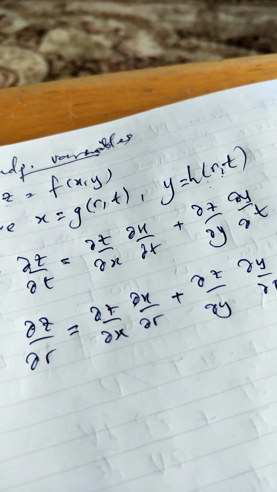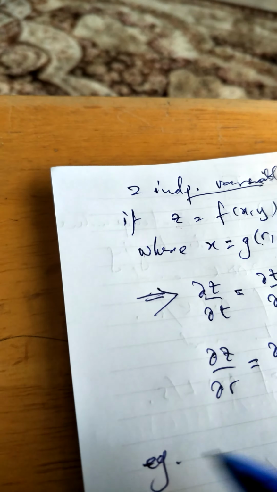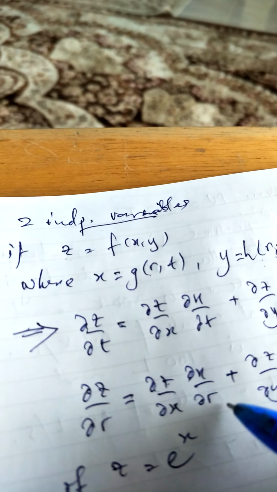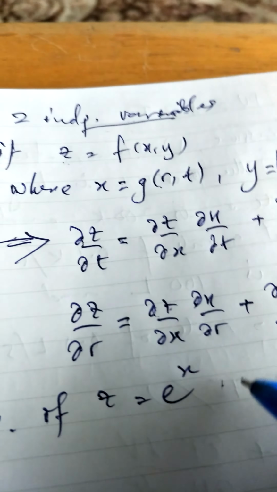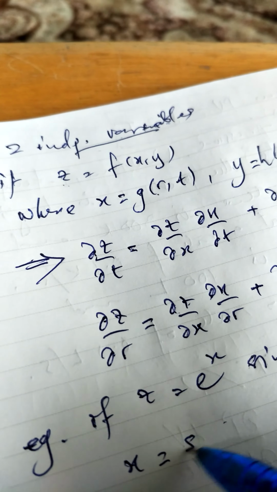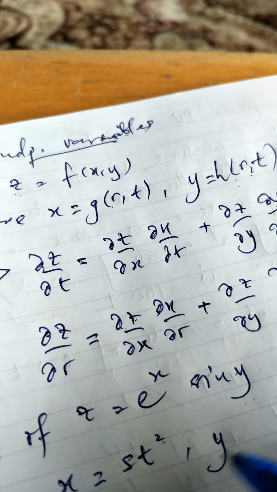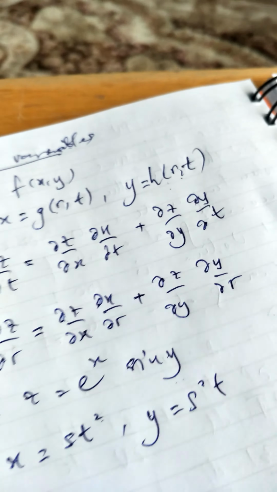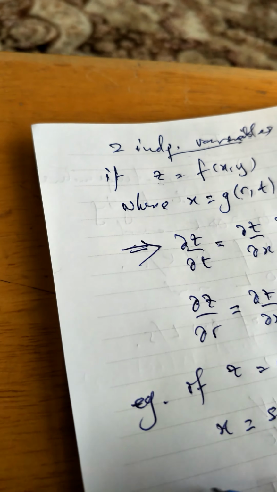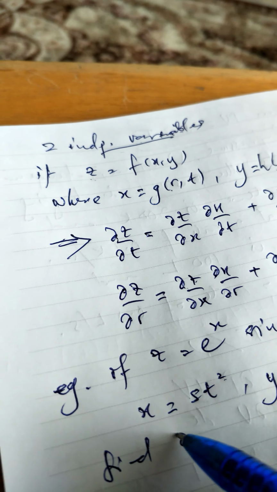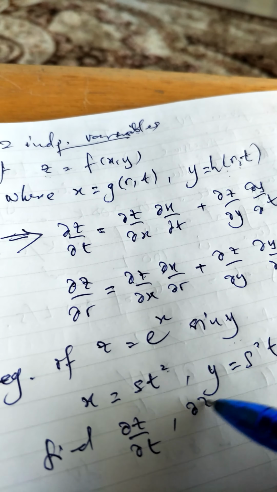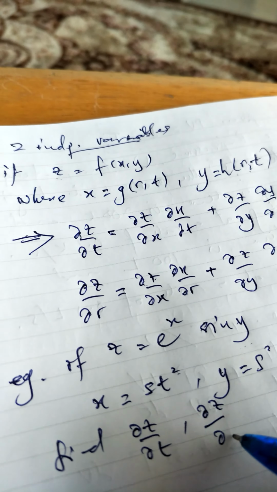Let me give you an example for this. If z is equal to e^x sin y, where x is st² and y is s²t, we want to find ∂z/∂t and ∂z/∂s.